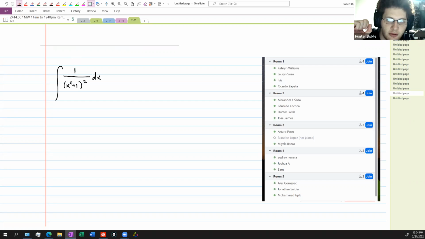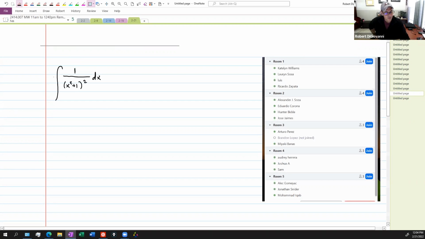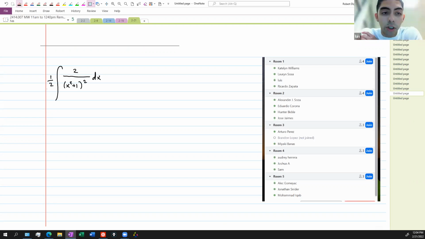Question: shouldn't it be a 2 on top? Yeah, but there was a 1/2 and then Lewis said to just pull the 2 out. Okay, so wait, Lewis, what did you say? I didn't follow you there. Sorry about that, my mic is a little bit rough. So again, we took out the 2, right? Now we got x squared plus 1 squared. We need to complete the square. So what we do is we multiply x squared plus 1 times x squared plus 1.